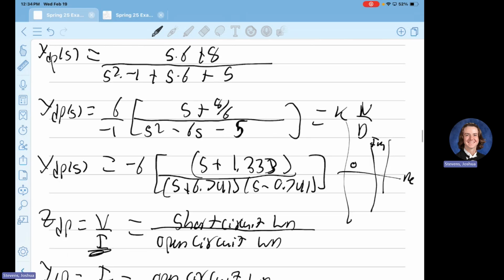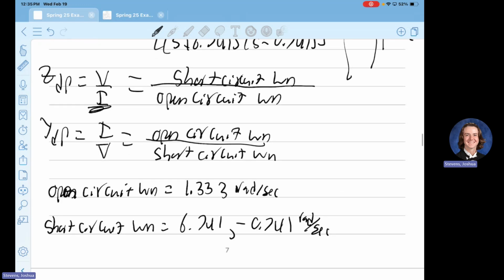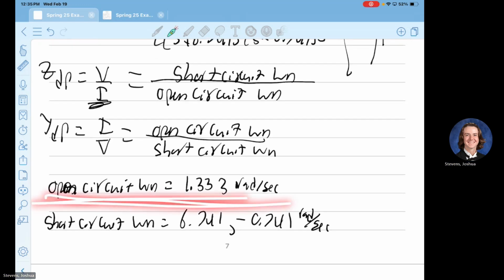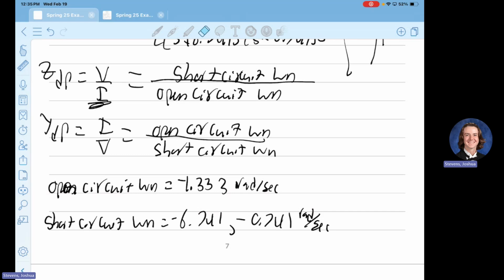Okay. So if we were to find this number here, the short circuit natural frequency... I'm saying stuff backwards. The open circuit natural frequency is negative 1.33. We agree with that? As in we said that here a second ago. You agree with me on that? Because we found that a second ago. I need to change these things. There we go. The open circuit natural frequency is negative 1.33, as we found here.